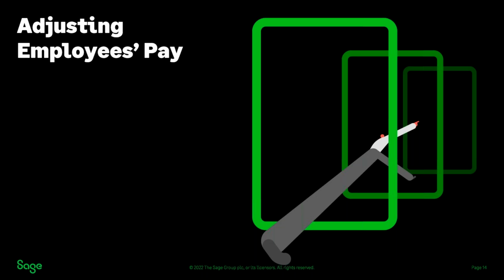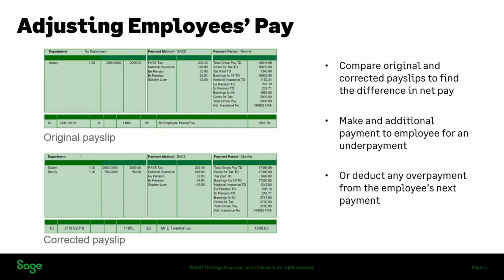So adjusting your employees' pay. So you've gone ahead, you've reprocessed everything, it's all correct in the program now. We just need to make sure our employees receive the right pay. First thing you can do, compare the original payslip along with the corrected payslips to find the difference in net pay, which will then allow you to either make an additional payment to an employee for an underpayment, or of course deduct any overpayment from the employee's next payment. Now there's nothing to do in the program because you've already done all of that. This is about the money that the employees receive. So this is about physically paying them the cash, so making sure that they get the right amount.